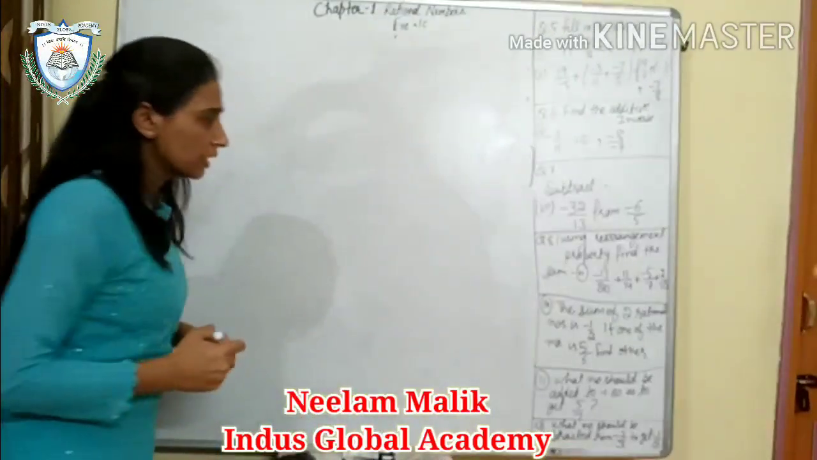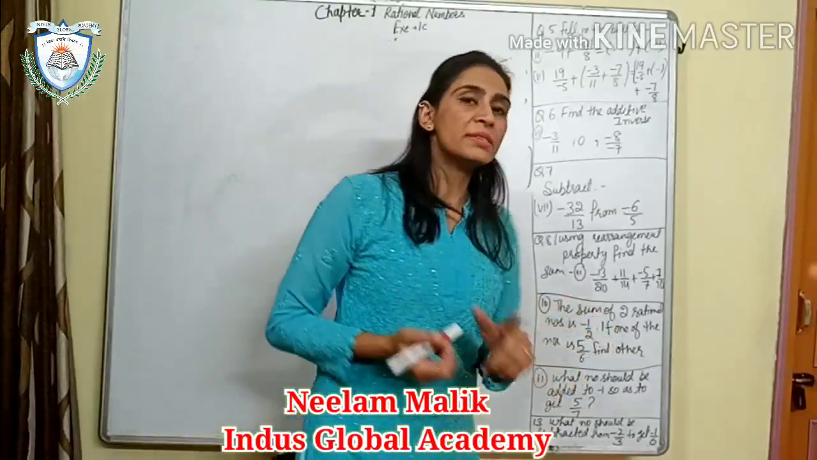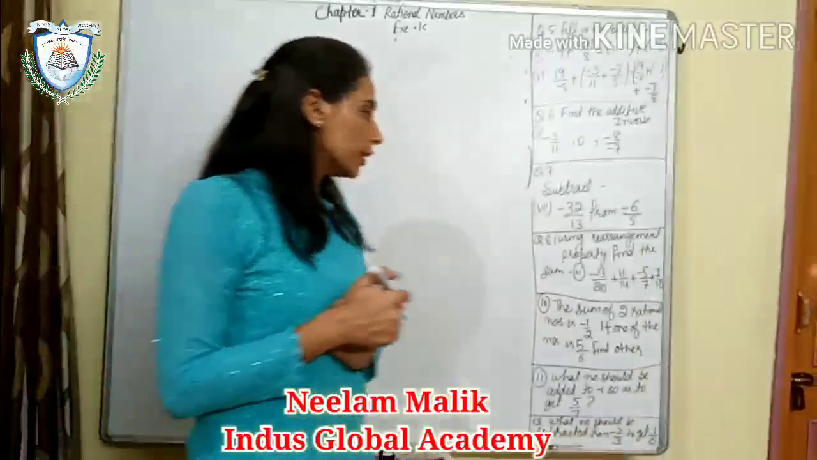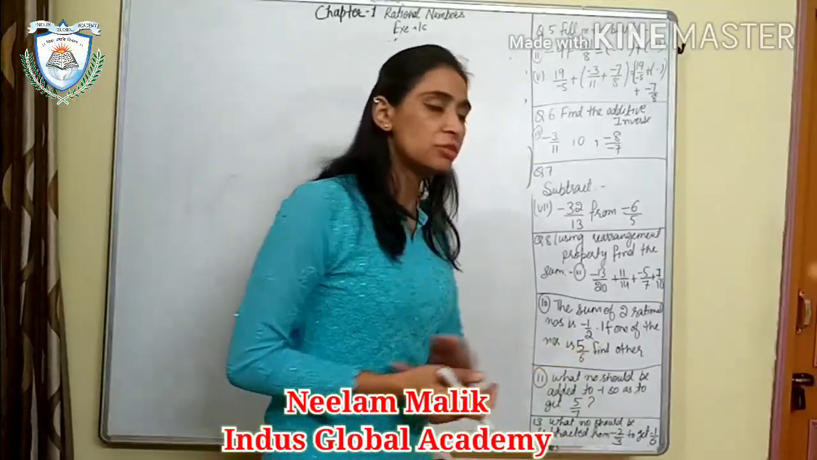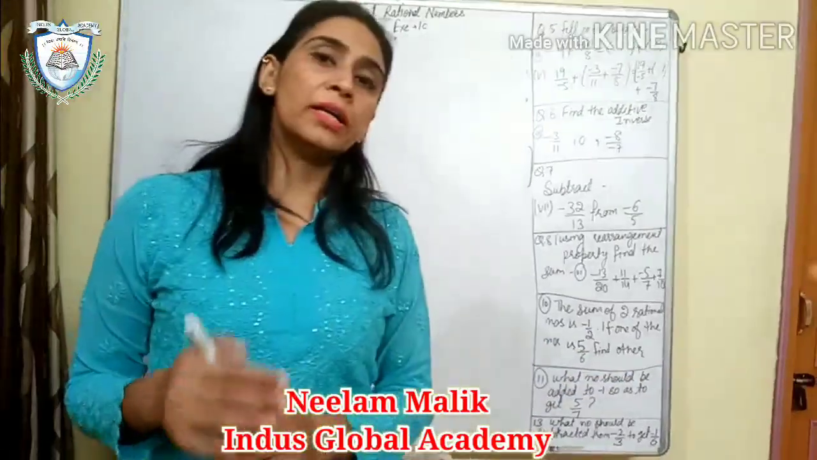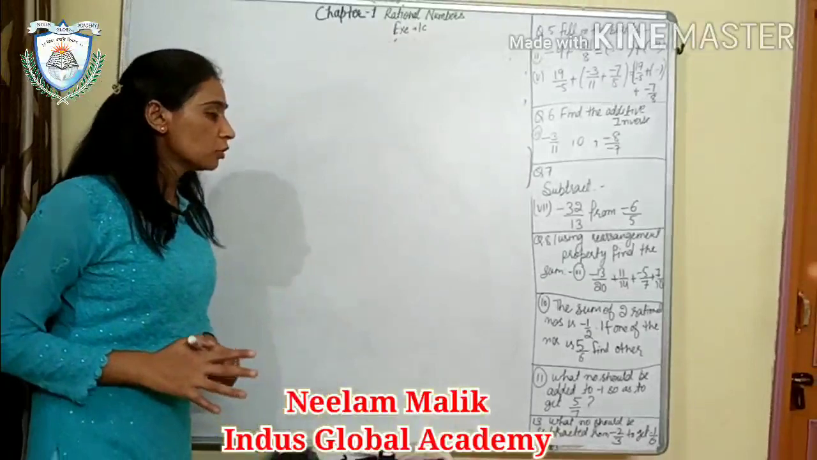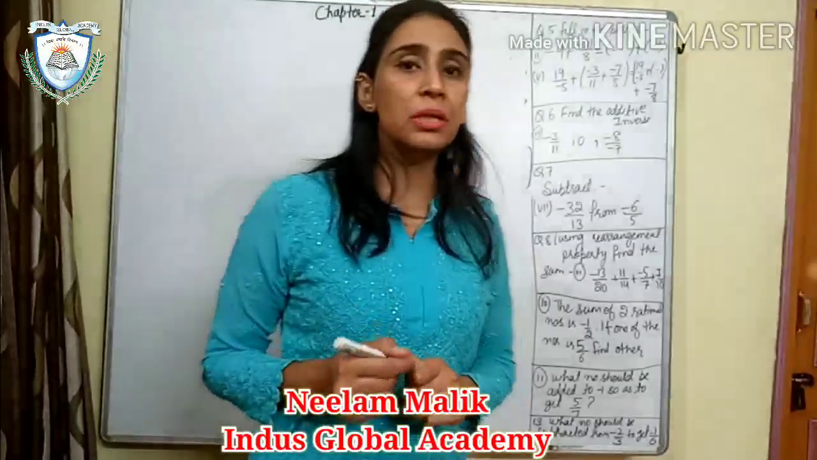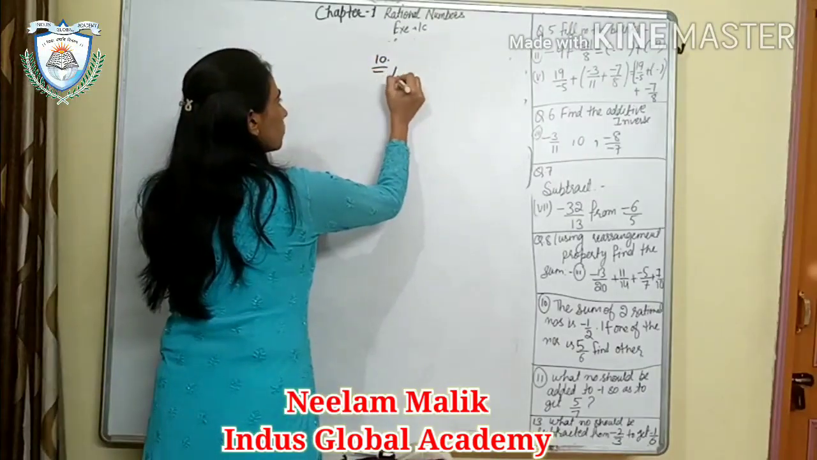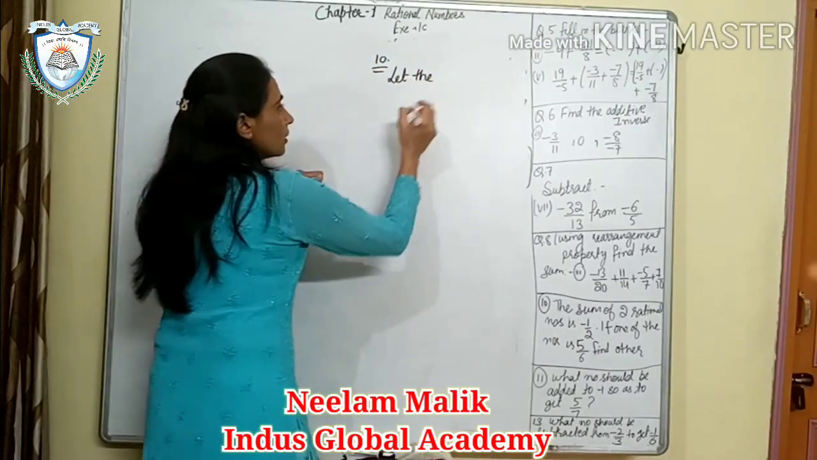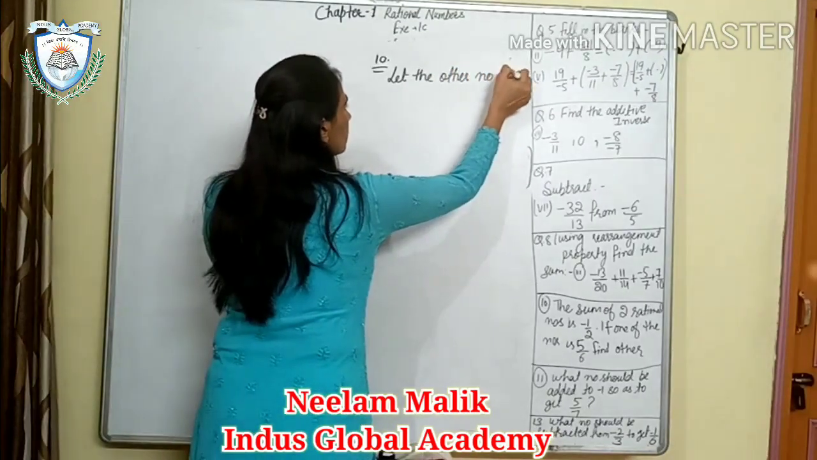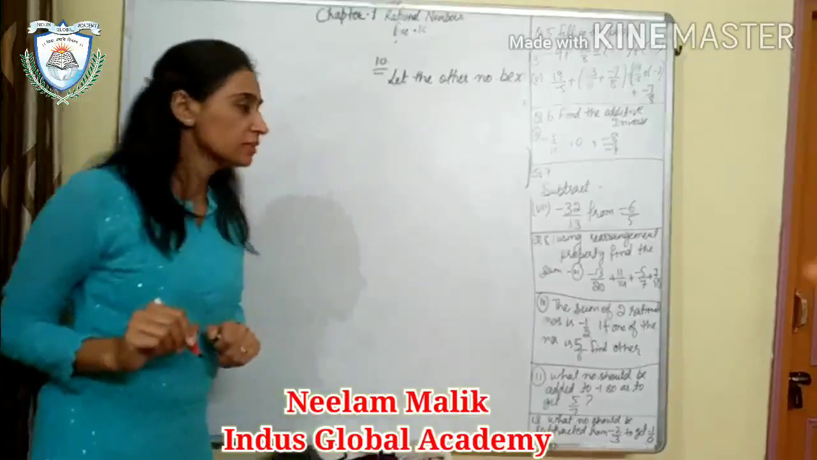What is question number 10? The sum of two rational numbers is given to us, that is minus 1 upon 2. If one of the numbers is 5 upon 6, one number is also given. Find the other. We have to find the other number. We don't know what that is, so if we don't know, what will we do? We will let the number be. So in question number 10, let the other number be x.